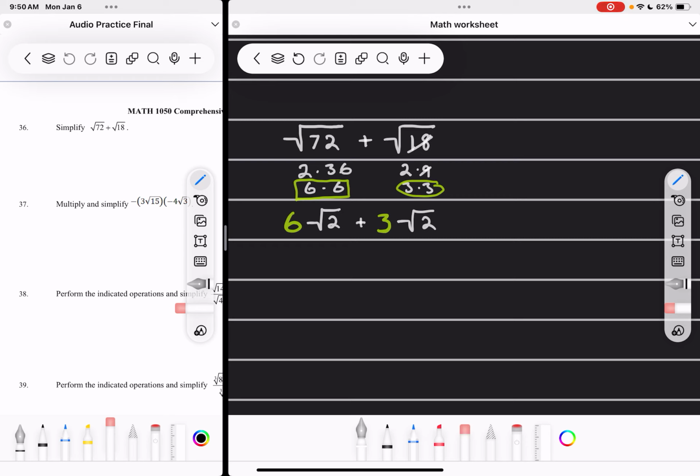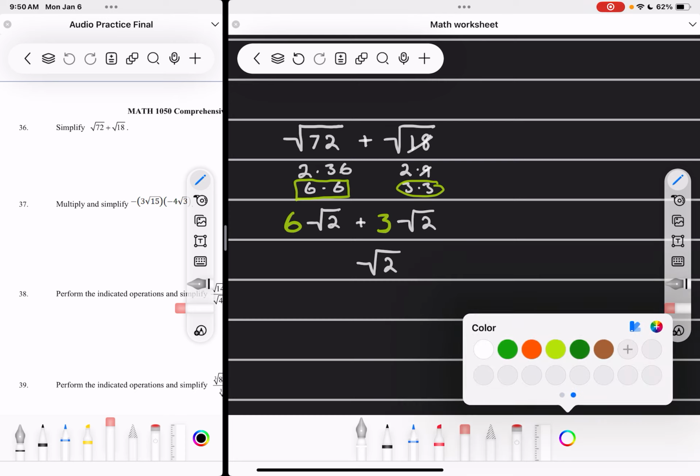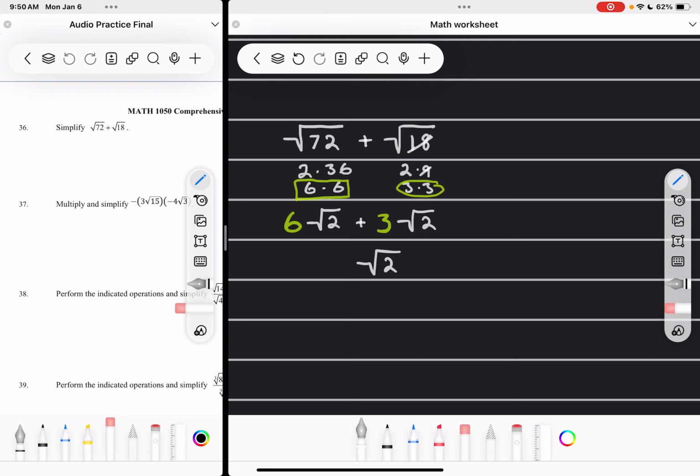Now, since we have identical roots, we're going to go ahead and say that both of them have the root 2. And just like if these were x's, like if you had 6x plus 3x, well, we'd have 9x, right? In this case, we have 9 root 2. The root 2, when addition happens, it essentially acts like a variable. Okay? And there we go. That's as far as we can do.